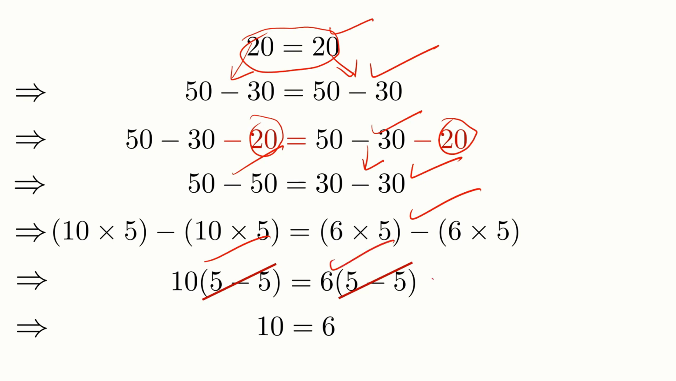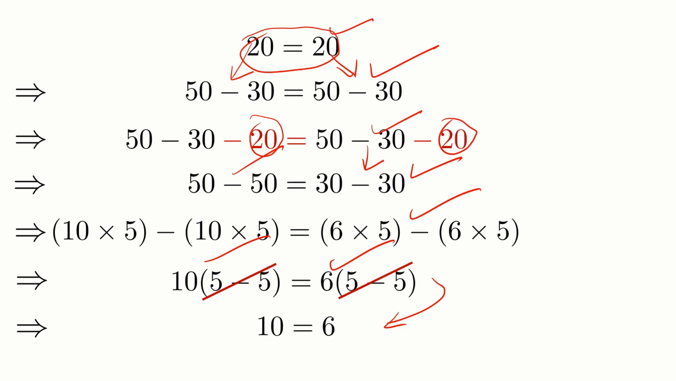Now here is something that is incorrect. Here we have used a rule of mathematics. Rather, we have applied that rule incorrectly. We have cancelled out 5 minus 5 from both sides of the equation. When we say that we cancel out some number from both sides of the equation, it is a short way of saying that we divide both sides of the equation by that number.